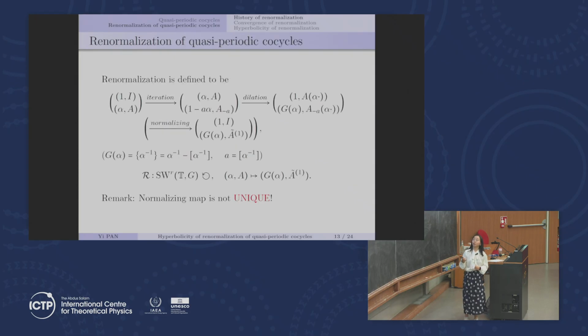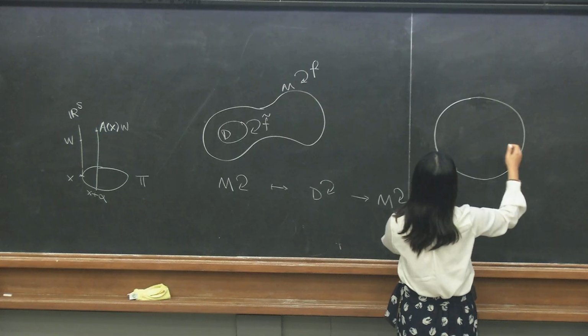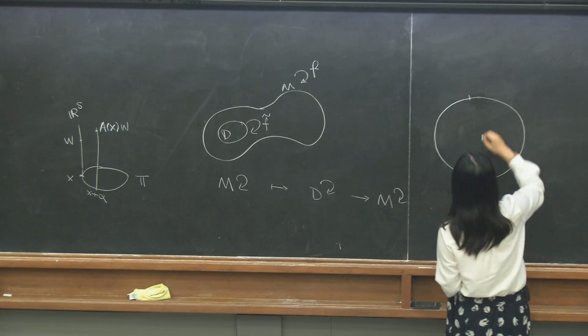So after the history, what is exactly renormalization of quasi-periodic cocycles? I have prepared the base map here. In our case, renormalization is more from one-dimensional, and that's also why we require the base frequency to be in the one-dimensional torus, not higher. And the renormalization is indeed defined accordingly. So to define a renormalization for the quasi-periodic cocycle, we first look at the base.